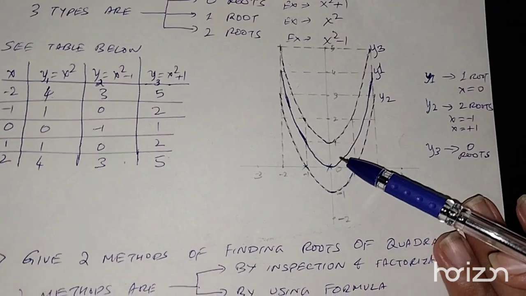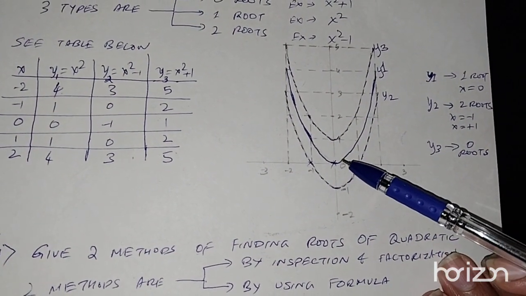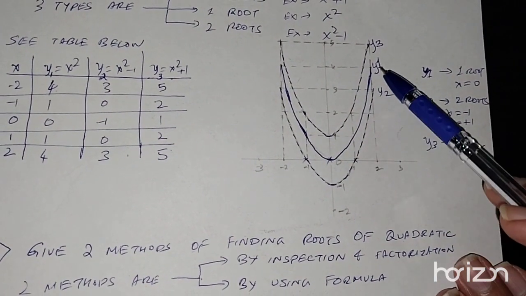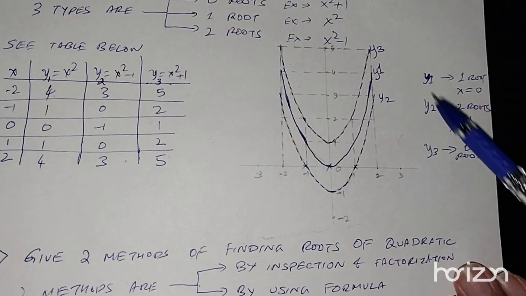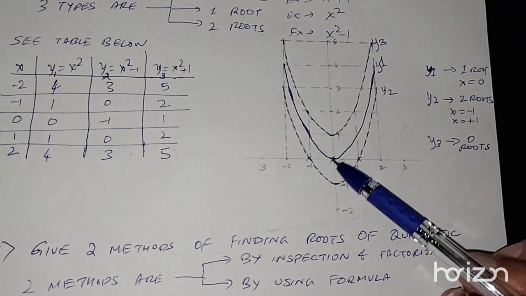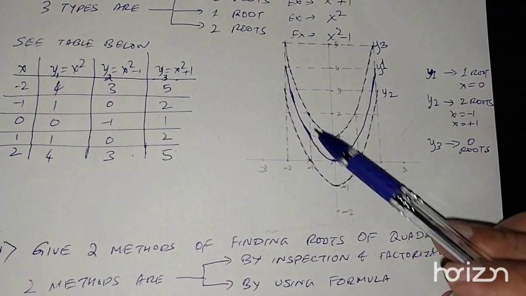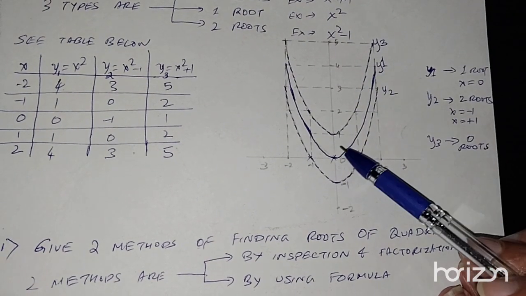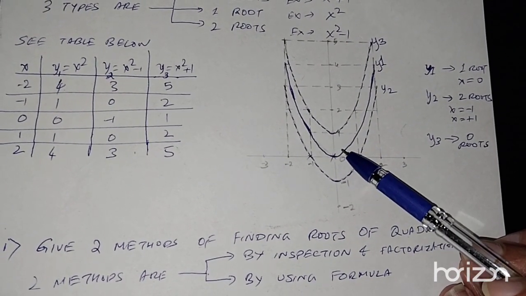So this polynomial, which is y1, which is x squared, has only 1 root at x is equal to 0, because this middle parabola, which is y1, touches the x-axis only at one point.